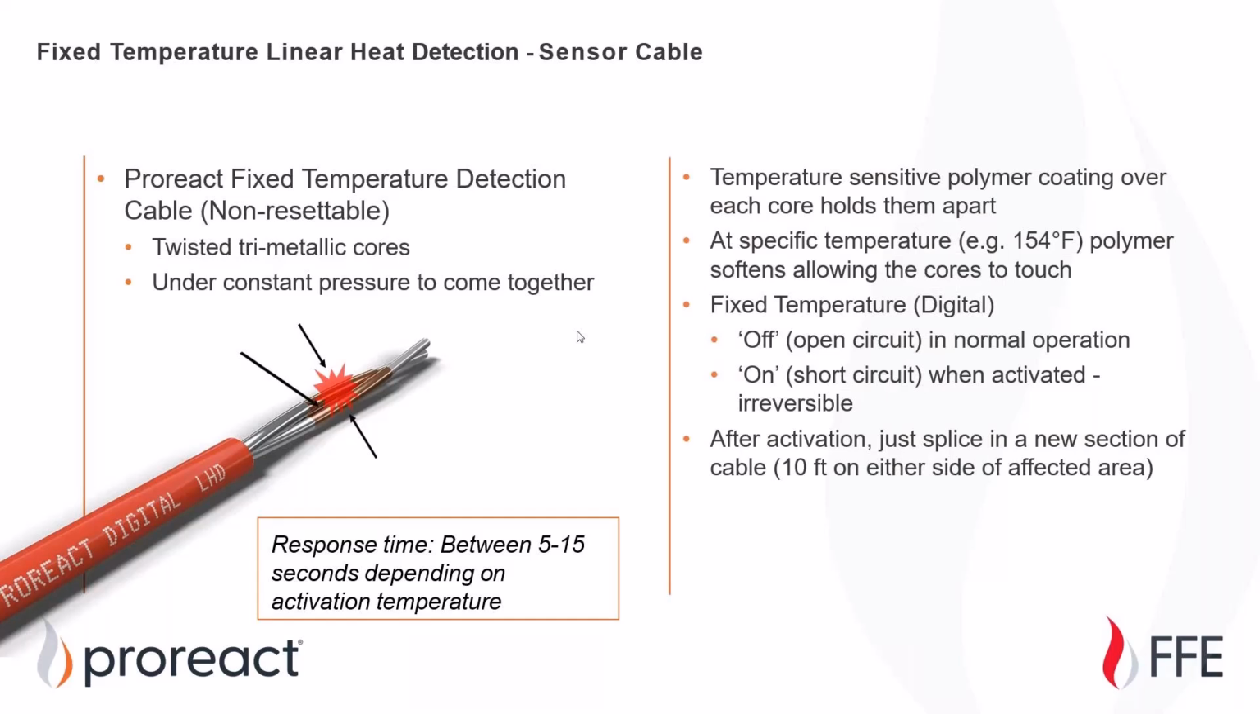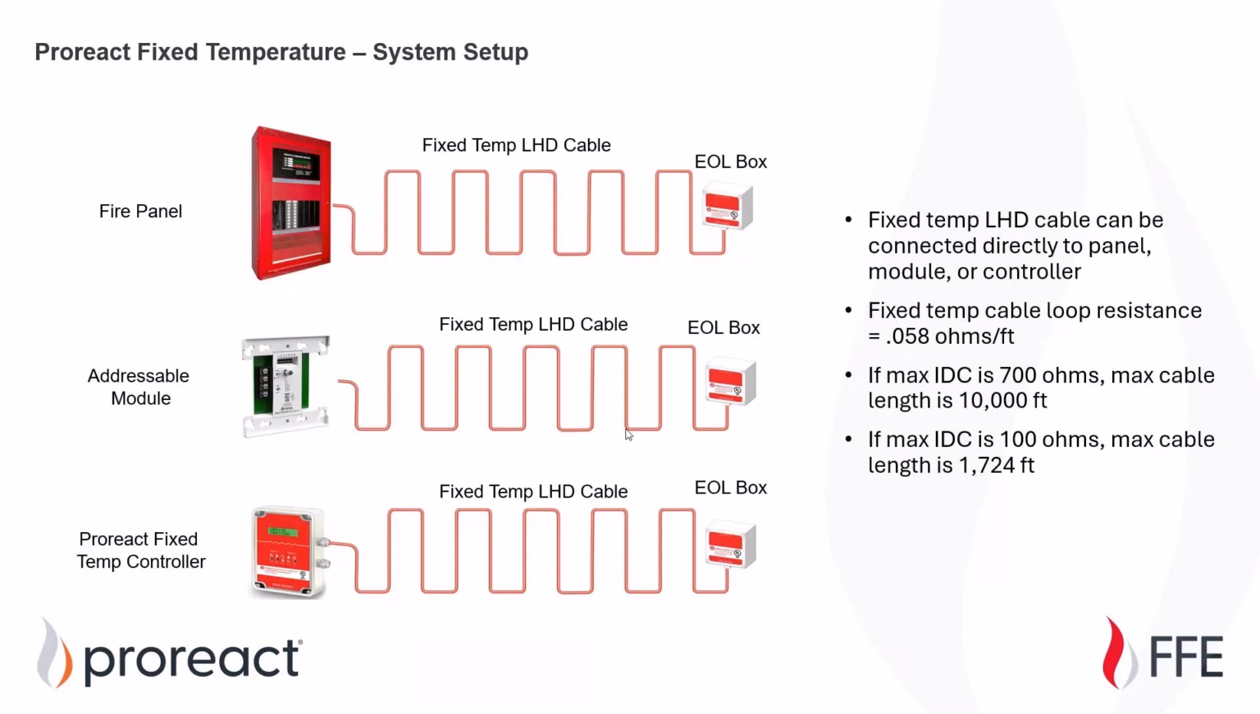But these are twisted and under constant pressure to come together. Once that temperature sensitive polymer is heated up, it will soften and allow those two to come together and create that short circuit. So as we mentioned, splicing in a new length of cable 10 feet on either side of the alarm point is what needs to happen for the fixed temperature.